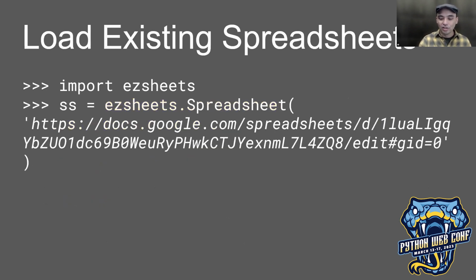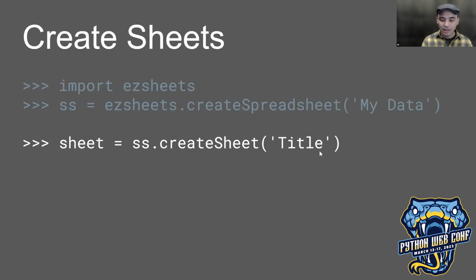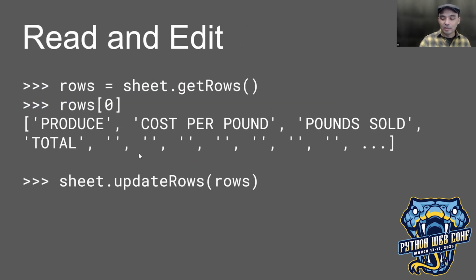There's also ways of just loading existing Google Sheets spreadsheets. You can copy and paste the URL from your web browser and then just put it here when you're creating a new spreadsheet object. And then there's the same create, delete, and move around sheet object methods for the spreadsheet objects. Those are all documented online.